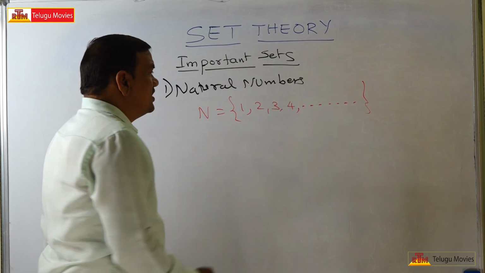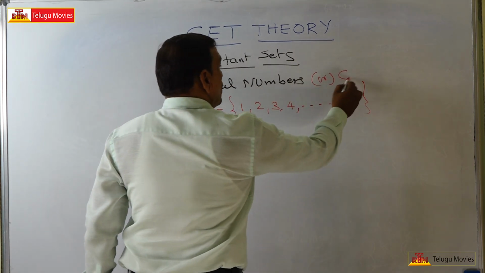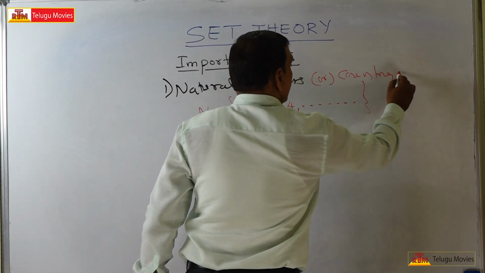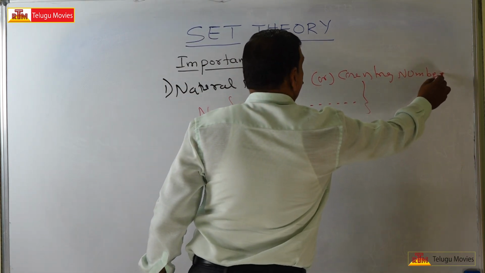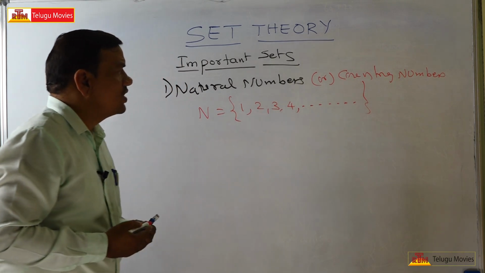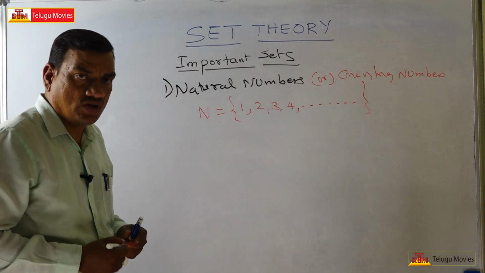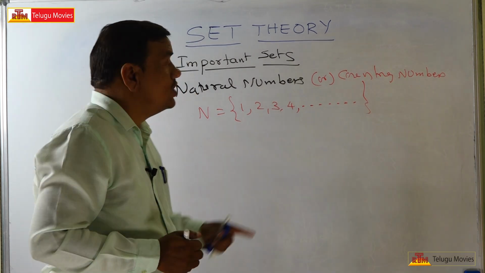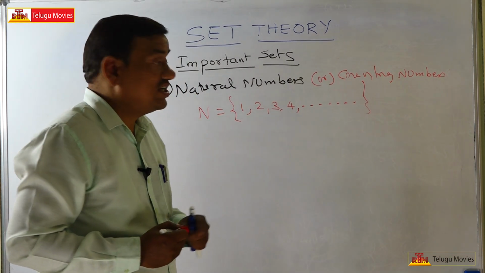The set of natural numbers is also known as counting numbers. Why do we call them counting numbers? Whenever you want to count, you have to start with 1, 2, 3, 4, 5 like this. So this is called the set of natural numbers.